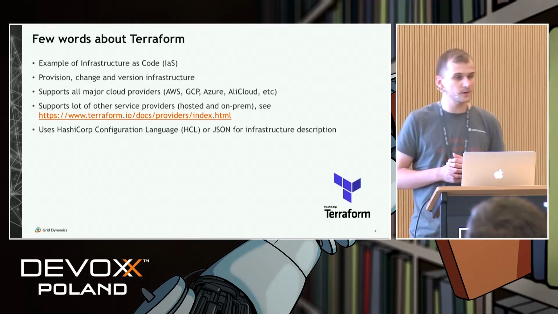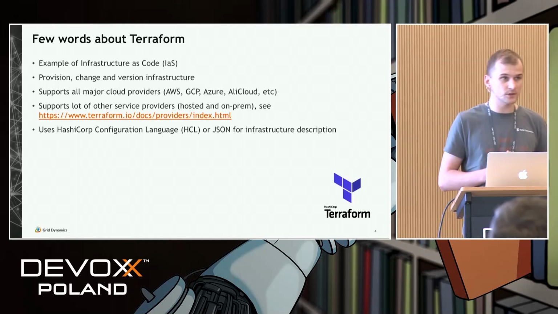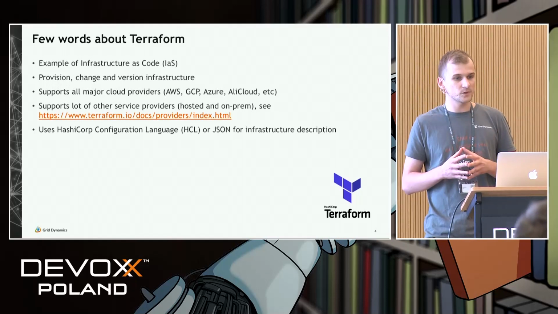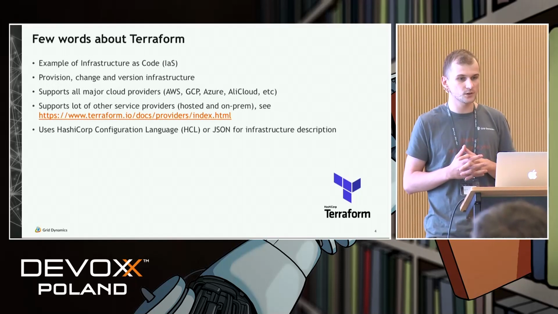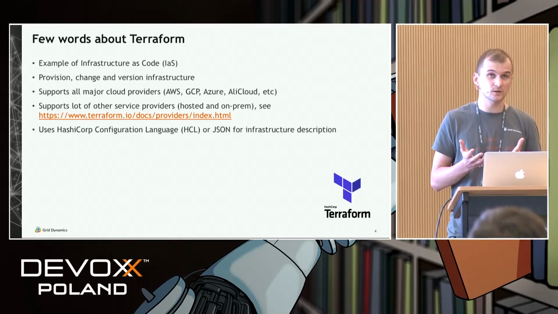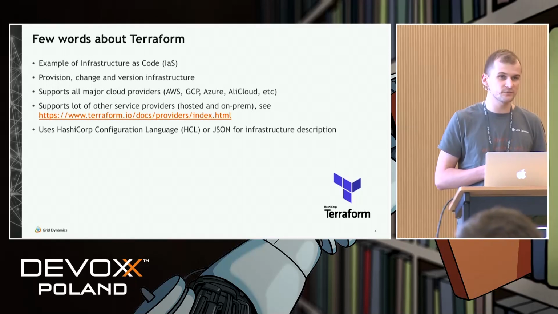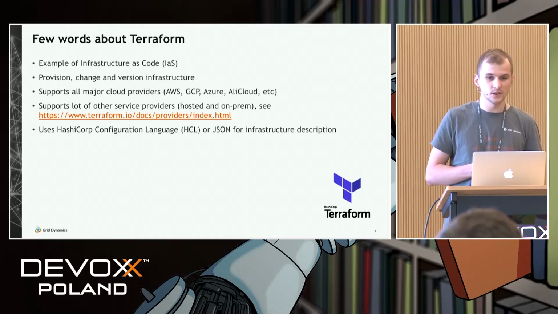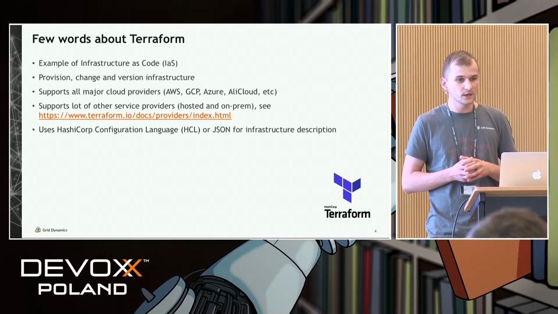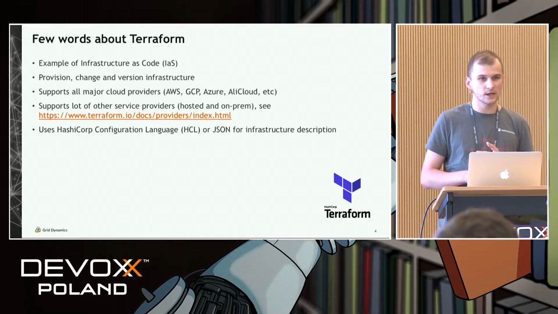So, as I said, for the very beginning, let's say a few words about what Terraform is. Some of you already know it, but there were people who did not raise a hand. Terraform is an example of infrastructure as code, a pretty useful thing, and in the last year or two, very popular. It can be used to provision, change, and version infrastructure, which is very handy when you want easily reproducible infrastructure. It supports all major cloud providers like AWS, Google Cloud, Azure, Ali Cloud, etc.